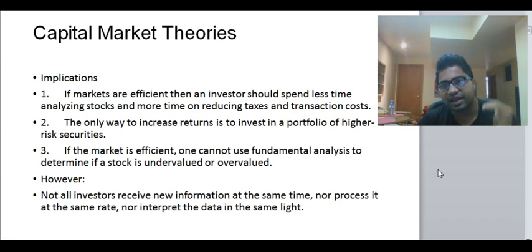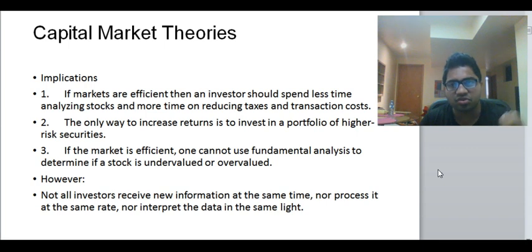Now, there are three levels of efficiency. There is weak form efficiency, in which all past information is reflected in prices, but future information is not reflected. In such a situation, when you have weak form efficiency, technicals won't work because technicals rely on past data, but fundamentals and insider information can work, and you can get above average returns.